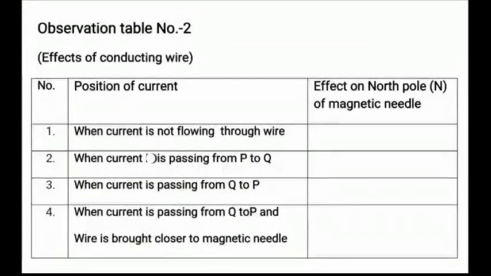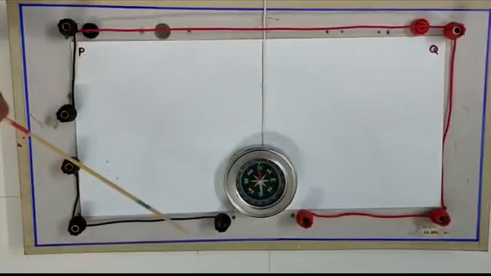Now let's begin with the second set of observation. Here we will observe the effect of conducting wire on magnetic needle. Firstly, copy the given chart in your answer sheet as shown on screen.